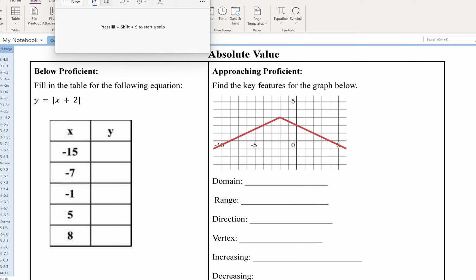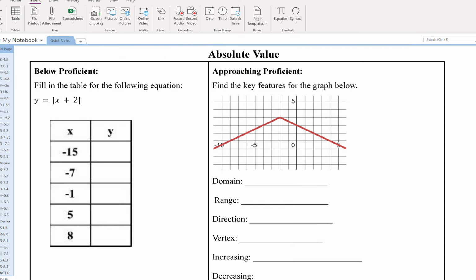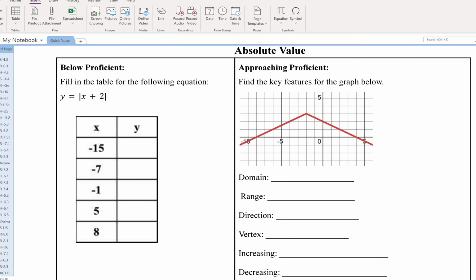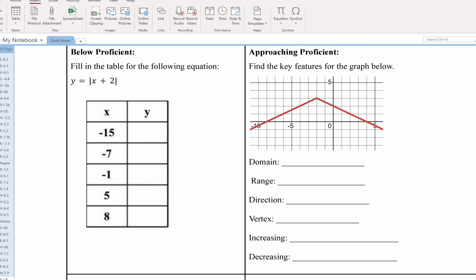Video on absolute value for our Unit 8 test preview, and I'm going to combine a couple topics here. So if you're here to watch the approaching proficient video, I will give you a number that you can just fast forward to. But otherwise, I'm going to start here with below proficient.